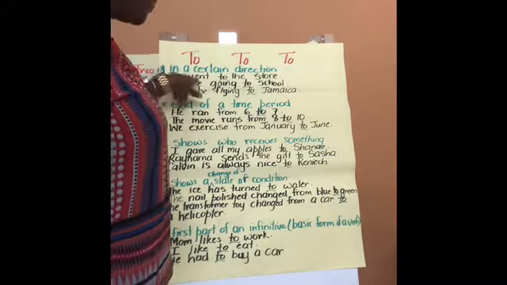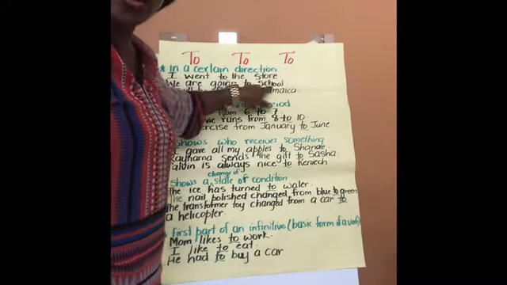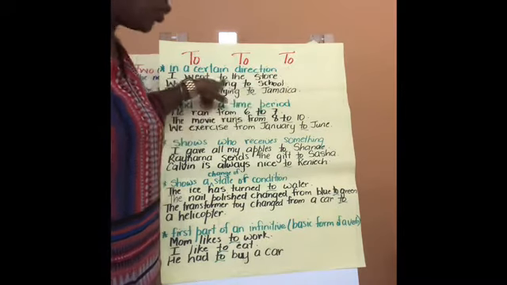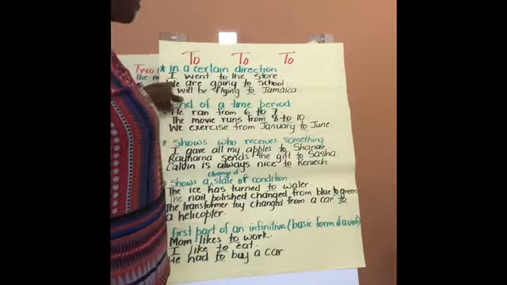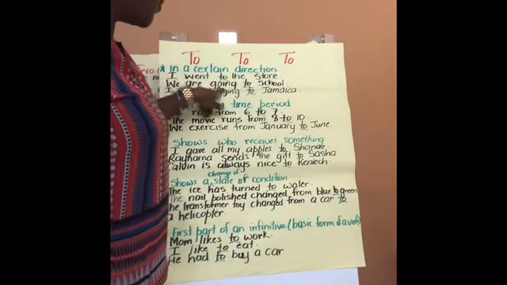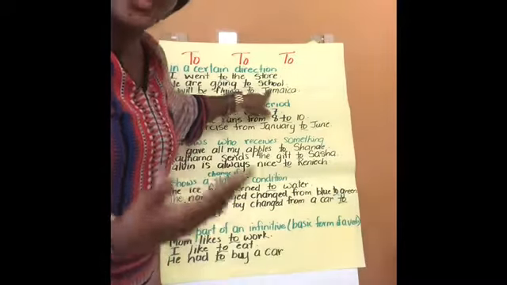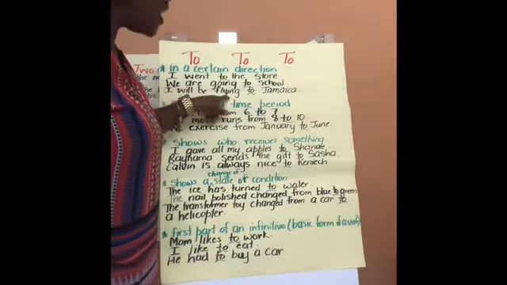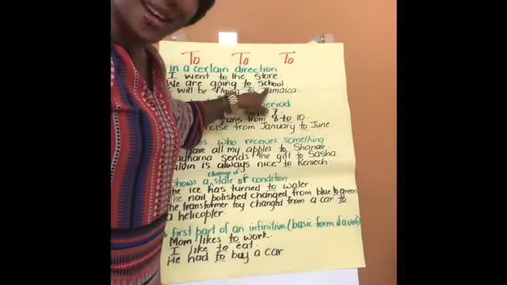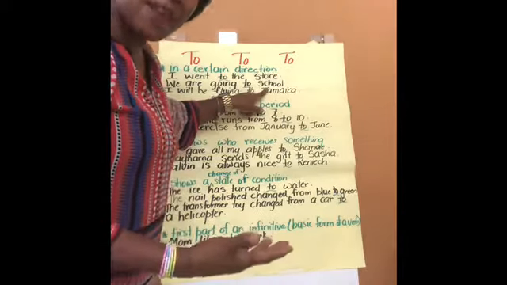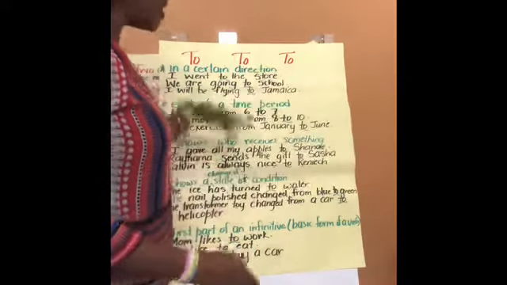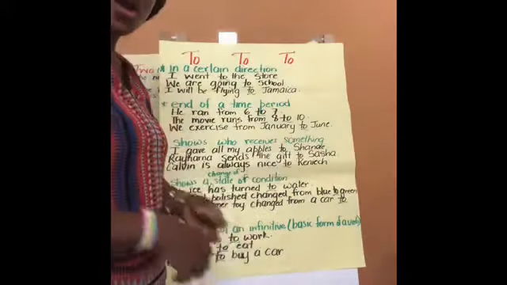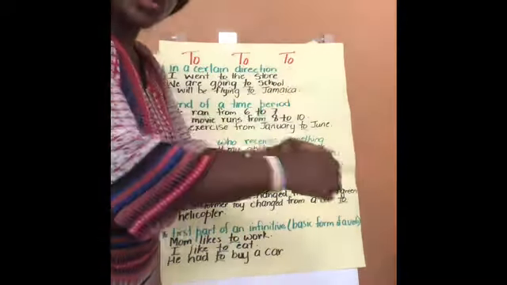Example, I went to the store. Where is he going? To the store. In what direction? The direction of the store. To the store. See, that's TO. We are going to school. Where is he going? To school. I will be flying to Jamaica. I wish that was true. But where am I flying to? Jamaica. So, in a certain direction. Going to school, going to the store, going to Jamaica. That's TO.